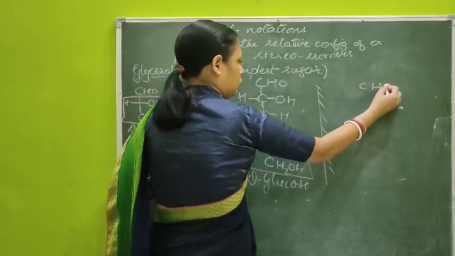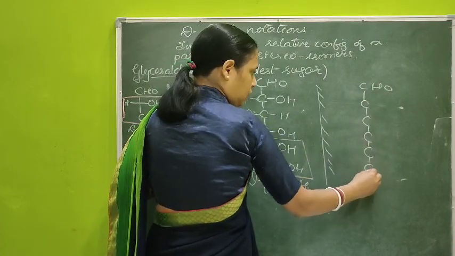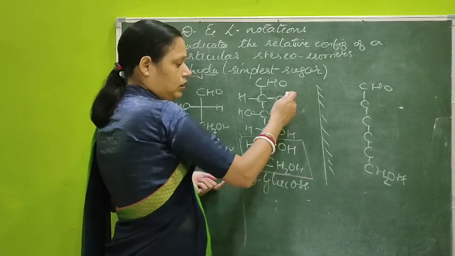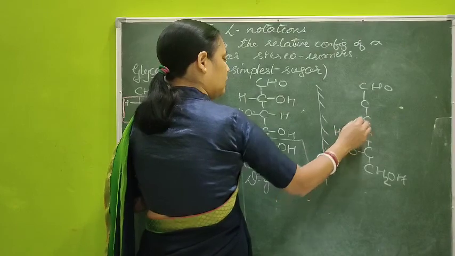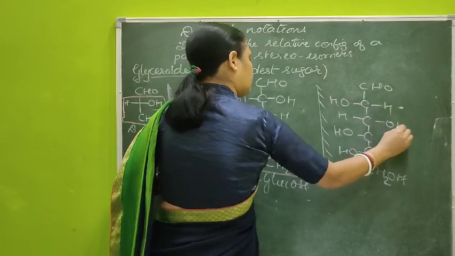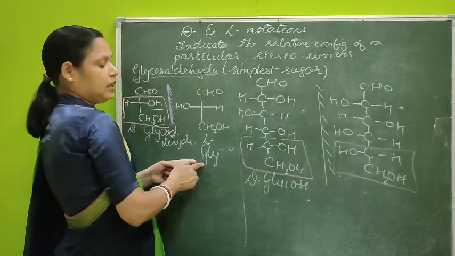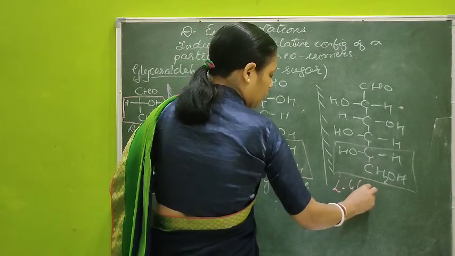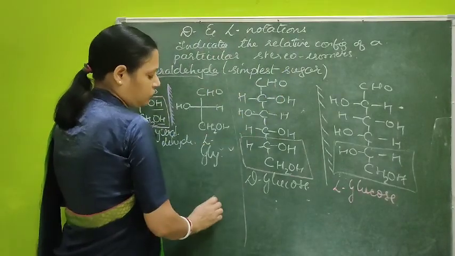then it will be CHO, second, third, fourth, fifth, and sixth. Mirror image, in that case what you will see, all these hydroxyl groups will be on the left hand side: OH, OH, H, and OH. So now the lower part of this one is just like the levoglyceraldehyde. So the name of this compound is levoglucose. These are actually open chain structures.